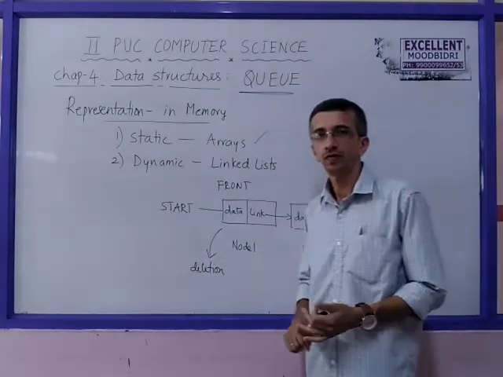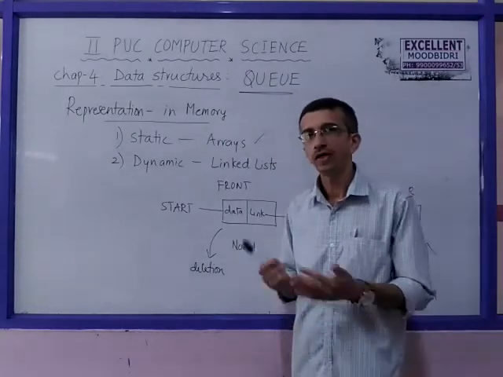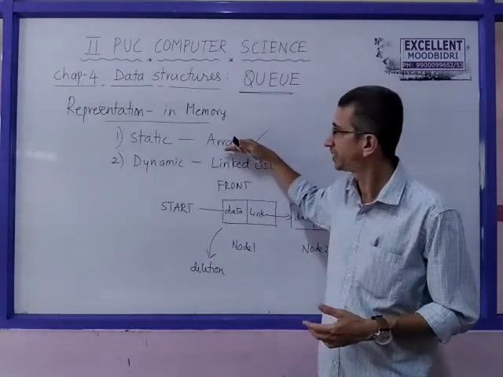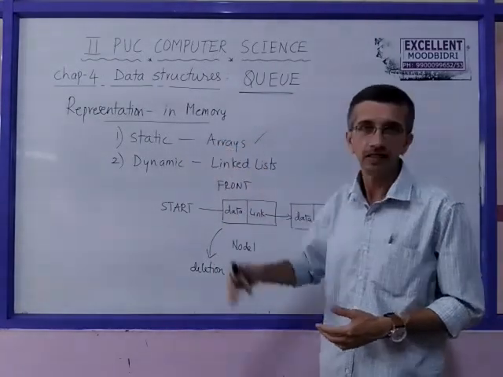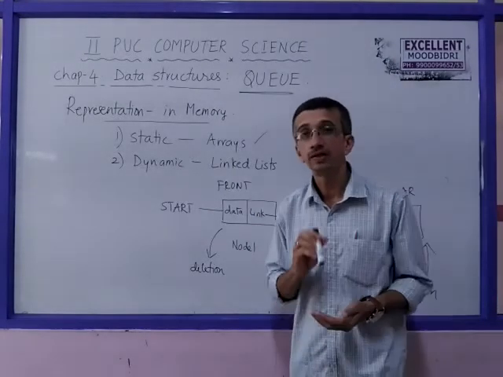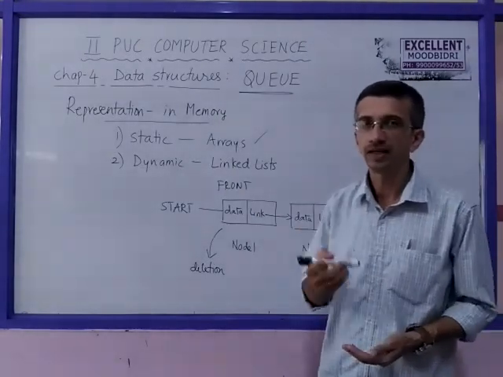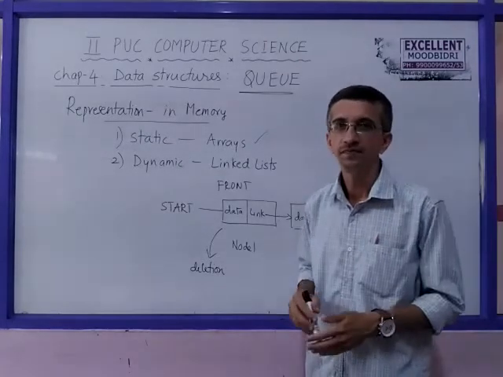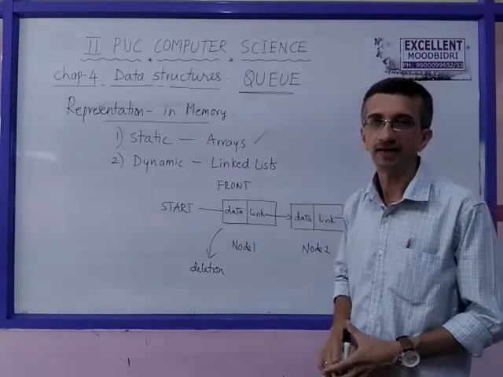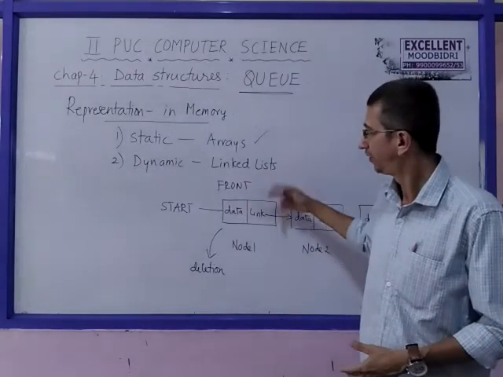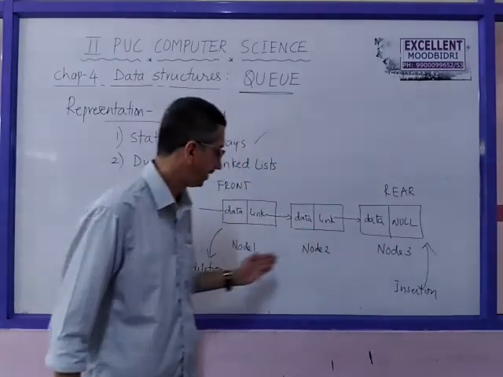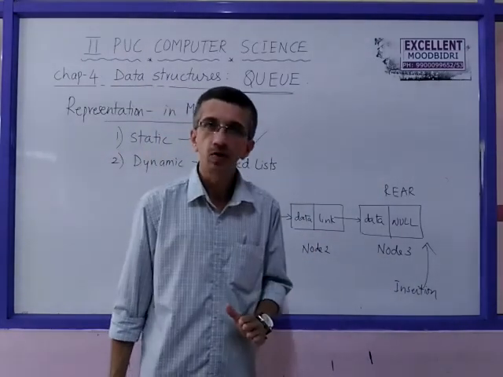So representation of a stack or a queue using the two methods, array representation, static, or linked list representation, dynamic, are one and the same. The only thing is the principle of operation. In the stack it is last in first out. In the queues it is first in first out. That we have to maintain, that's all. And the diagrams for both you may have to write as it is. You have to show where is the insertion, where is the deletion. Hope you have understood this.